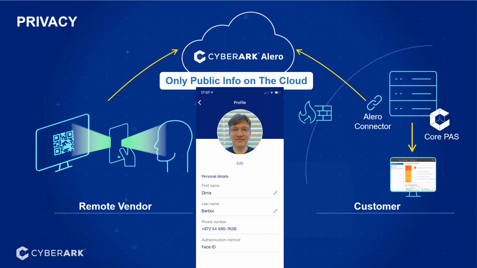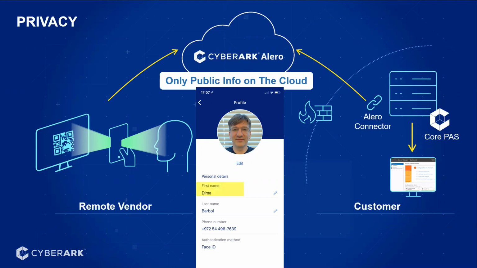What does it mean? If I invite some third-party vendor into the environment, like here, Dima Barboy, I need to put two pieces of data of this user. It will be the email address because we will send the invitation to this email address. And we will put here the phone number because the authentication of the mobile device will be based on the phone number. I will explain it also in a second. And that's it. There is nothing else which is stored in this public cloud.